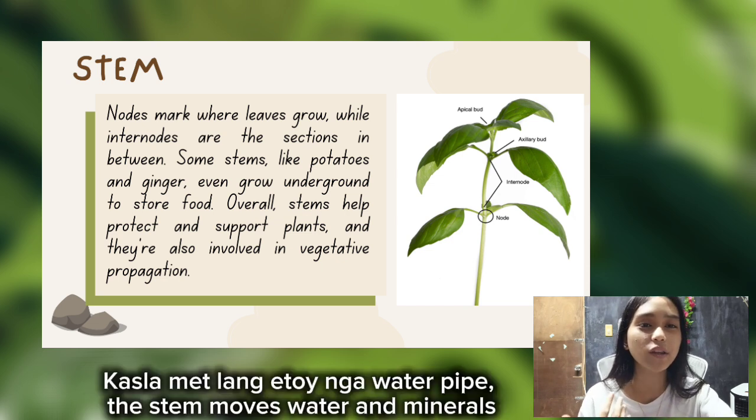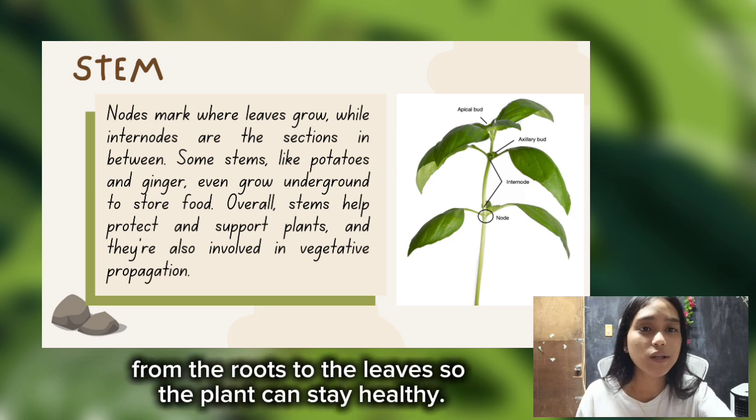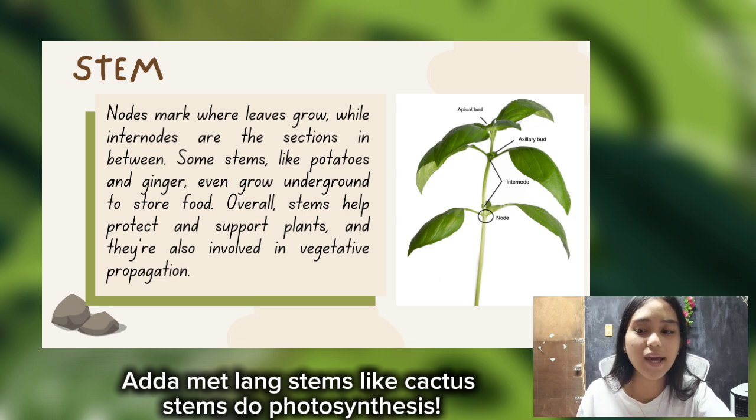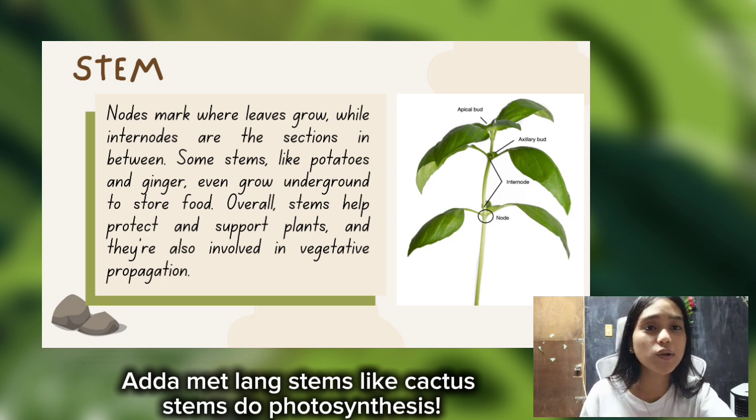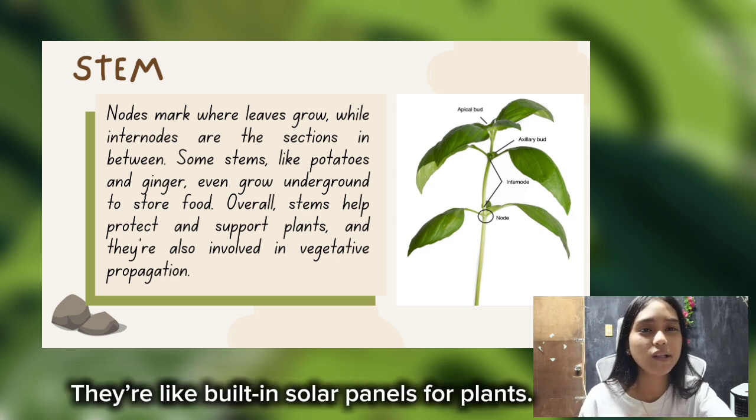The stem is like a water pipe. It moves water and minerals from the roots to the leaves so that the plant can stay healthy. Some stems, like the cactus stem, do photosynthesis. They're like built-in solar panels for plants.